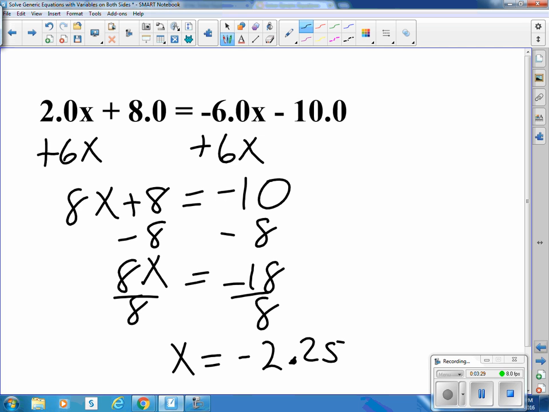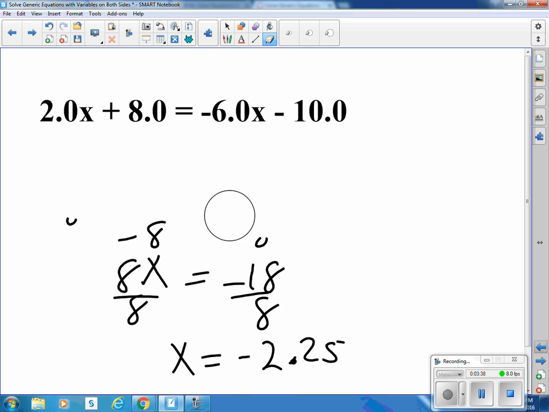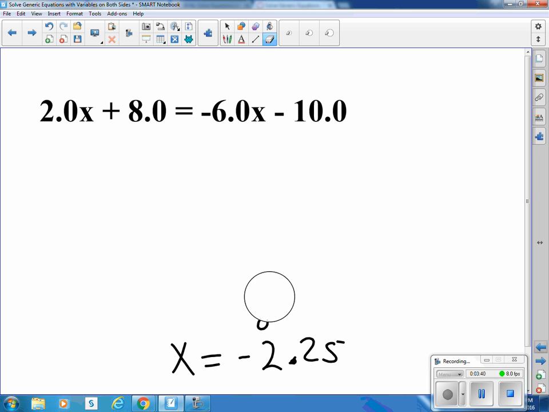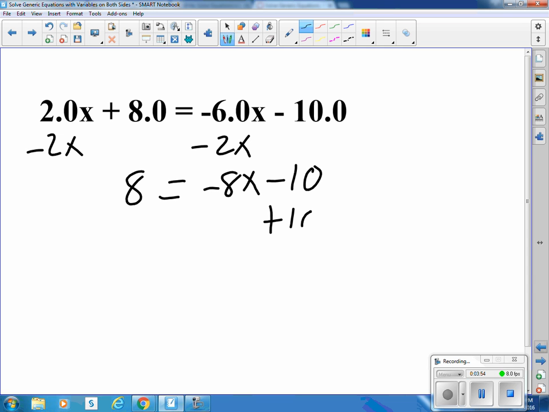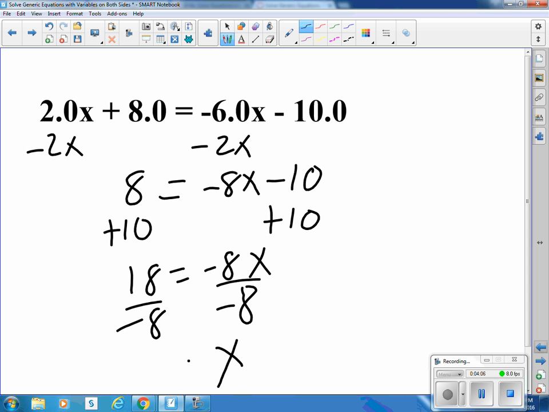Well, let's come back to this one for a second. What if I did that a little different? What if I left the negative 6x where it is, and I subtract x from each side. So I have negative 8x minus 10 equals 8. Then I would add 10 to each side. So I have 18 equals negative 8x, divided by negative 8. And I still get x equals negative 2.25.